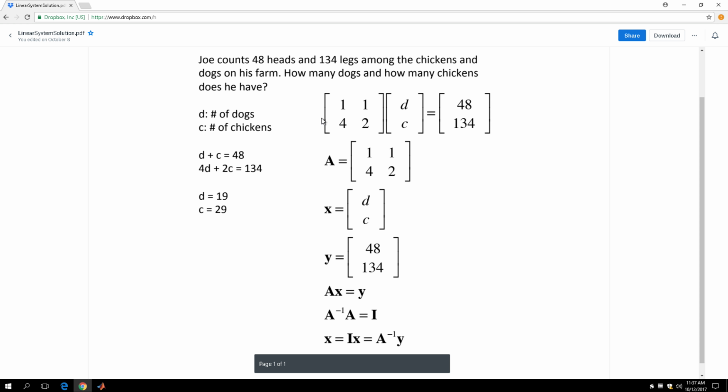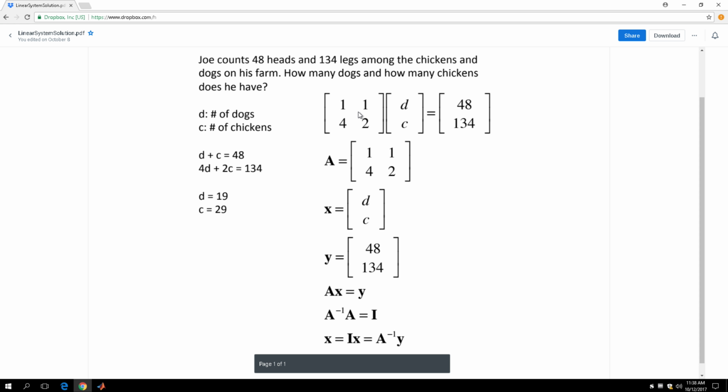It's basically the same thing. If you don't believe me, you can try to carry out this matrix-vector multiplication in your head. How do we do matrix-vector multiplication? The first row does an element-wise multiplication with the column. So it's 1 times d plus 1 times c. That gives you the left-hand side of the first equation, which equals 48, the first element on the right-hand side.